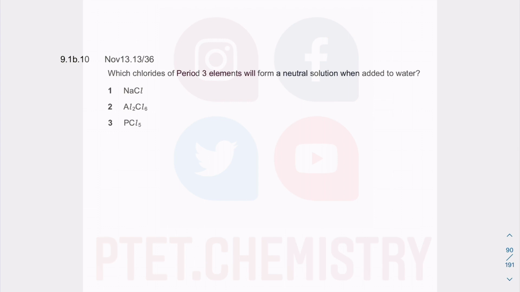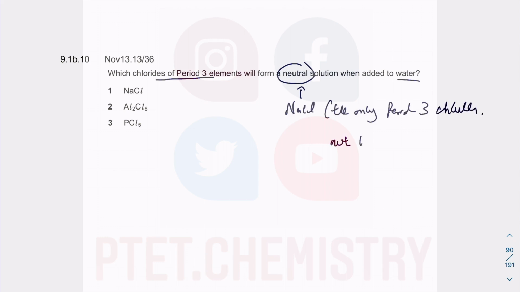In this next question, this is the last of this 5 question series. Which chlorides of period 3 elements will form a neutral solution? There's only one: NaCl, because that is the only period 3 chloride not hydrolyzed. The rest of them undergo hydrolysis to various extents. So we are just looking at NaCl and not any of that, all right? So the answer is very obviously just 1 there.